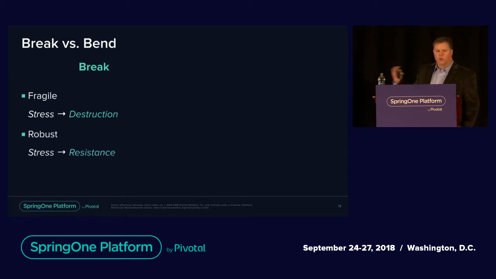We also have robust things. We put stress on those, and they resist, but again, they resist up to a point. They have a breaking point, and eventually that resistance runs out, and we're back in the fragile category. So we lasted a little bit longer. These are not the types of systems that we're trying to build today. Instead, we want to build systems that can bend.